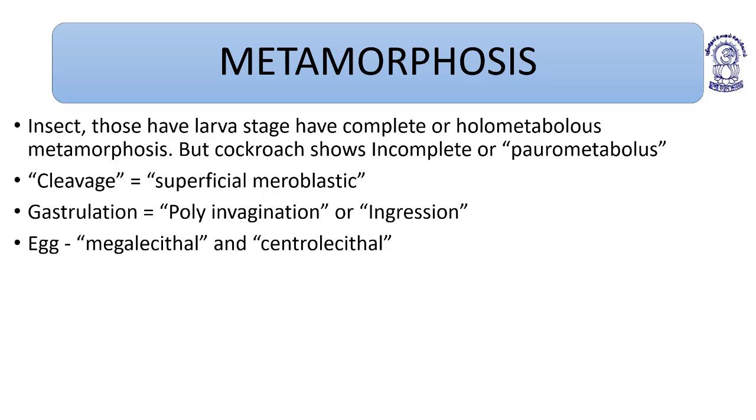The last topic is metamorphosis. Metamorphosis occurs in insects which have a larva, and they have to complete the stages. The complete type of metamorphosis is holometabolous, but the cockroach shows incomplete metamorphosis, that is paurometabolous.